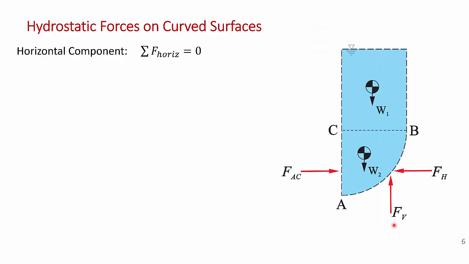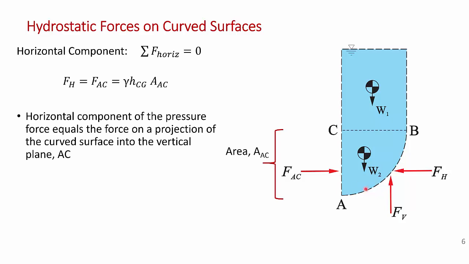For the horizontal force, we just set the sum of the forces in the horizontal direction to zero. And you can see this is the force of the gate on the water. And we could imagine a hydrostatic force on surface AC. And you can see from static equilibrium that FAC equals FH. So we just need to calculate the force and location of the force on surface AC, and that's a plane vertical surface. We did that analysis in the previous presentation, so we will be using the techniques for plane vertical gates for these curved surfaces.